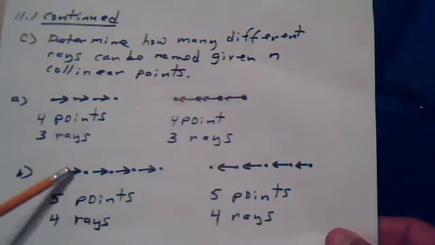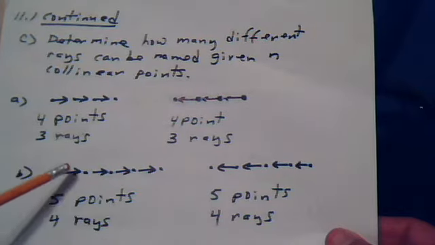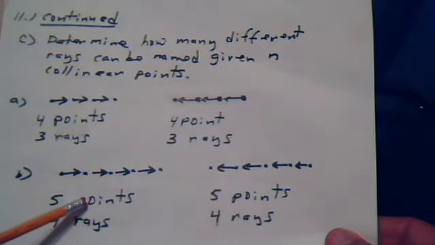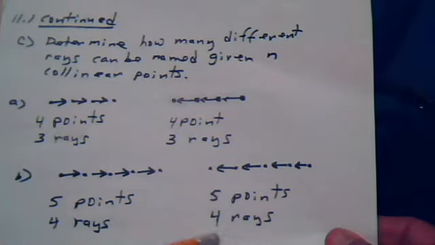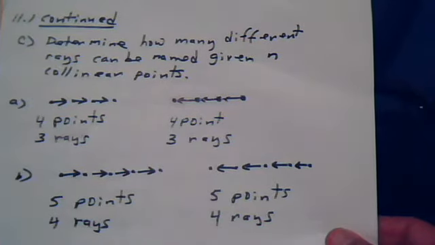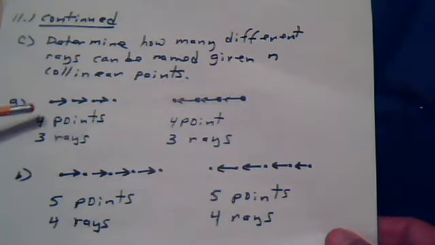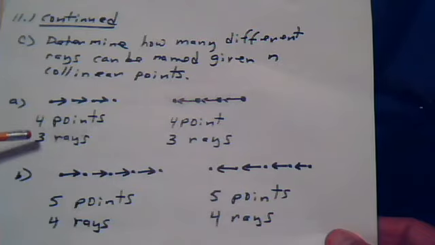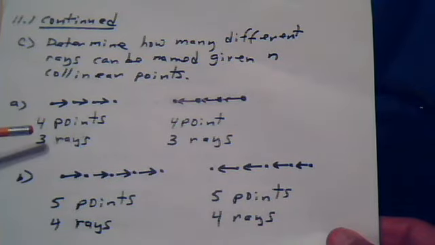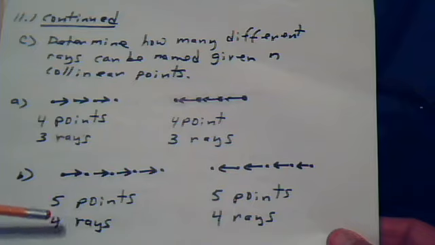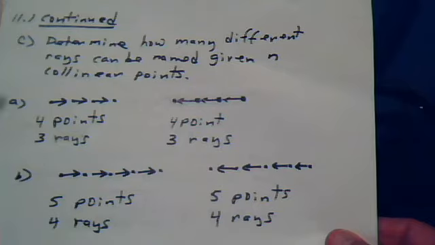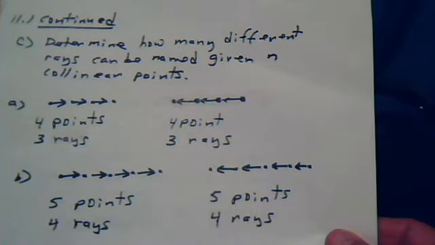For B, they gave us 5 points. So 5 points, you point the rays first in one direction, and then point the rays in the other direction. So they give you 5 points, you have 4 plus 4 rays. You have a total of 8 rays with 1, 2, 3, 4, 5 points. So notice the number of points and the number of rays is different by 1. So you have 4 points, that should be 3 rays. If you have 5 points, that should be 4 rays. But since you could point them in 2 different directions, you would say 5 points, 4 rays times 2.